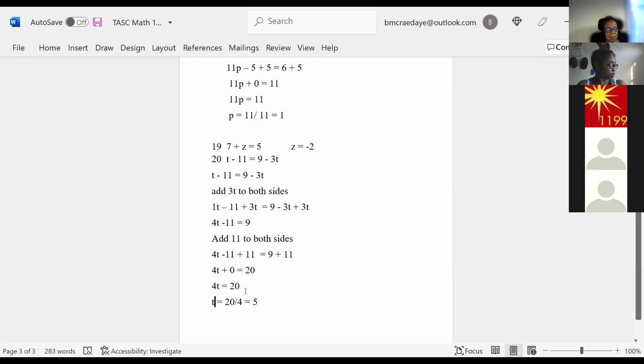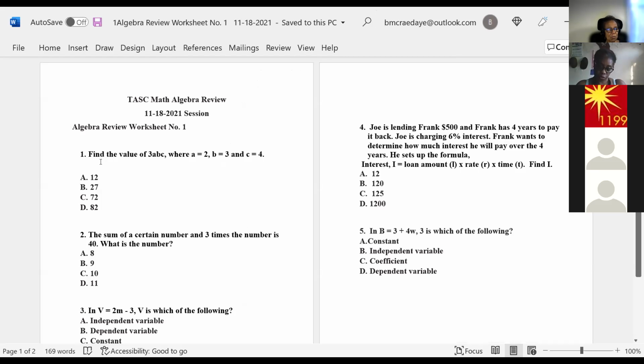Okay, we're going to look at some more variables, but before we do that, I want to look at your worksheet. You see algebra review worksheet number 1. Find the value of 3ABC. That means 3 times A times B times C. And this is a substitution of the variable. A is 2, B is 3, C is 4.